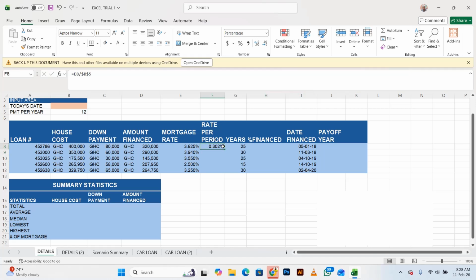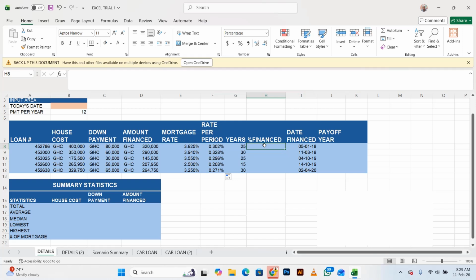Now, when you drag it down, you will get the accurate percentage. So this is the rate per period, meaning every month we are charging 0.302%. You can confirm it by multiplying this by 12. You have to get this, and that is it. So this is the rate per period.